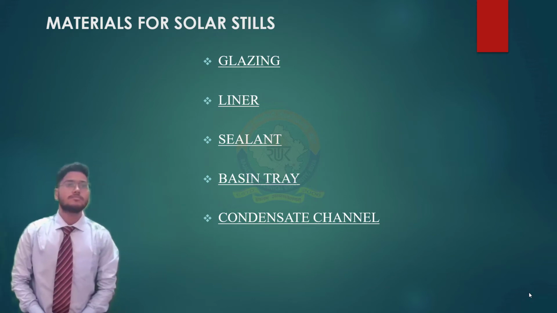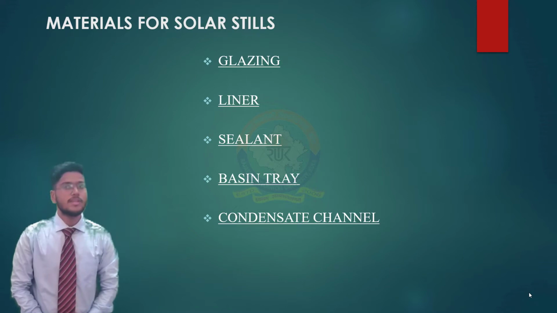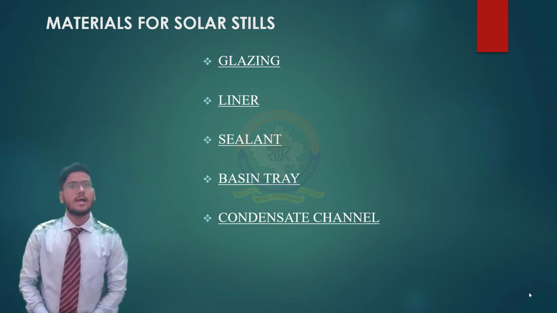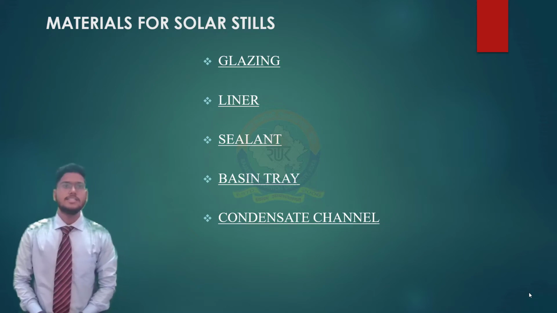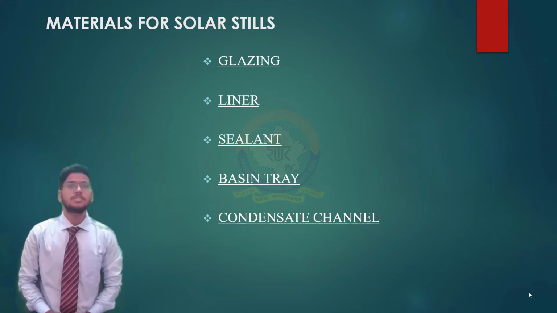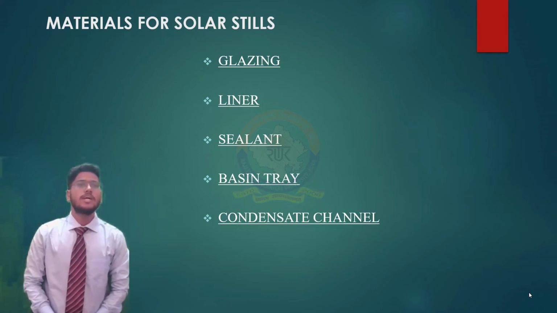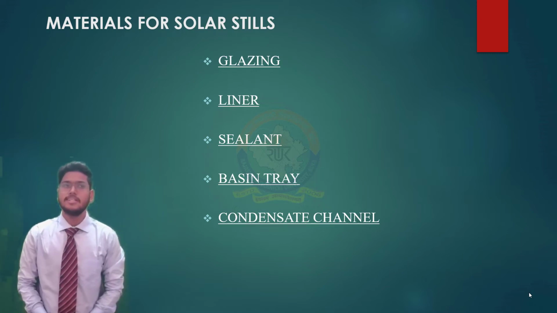Now come to some materials which we can use in different parts of solar stills. In glazing, we use glass or treated plastic. For liner, materials used are asphalt, matte black butyl rubber, black polyethylene, etc. In sealant, we use putty, tar, silicone sealant, and for basin tray, we use wood, galvanized iron, steel, aluminium, asbestos, cement, bricks, and concrete, etc. And mainly plastic materials and concrete are used for condensate chamber.